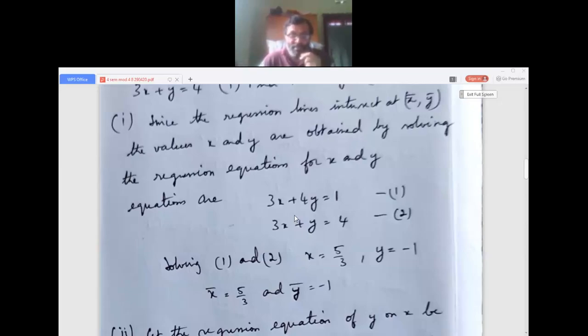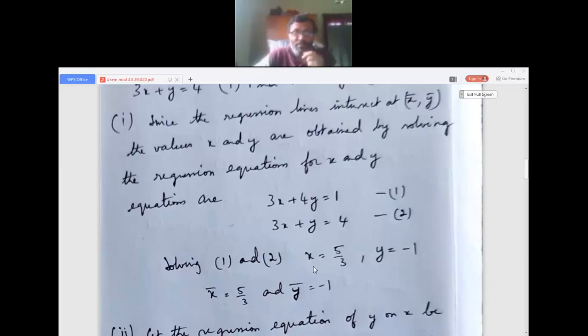The best method is to use your calculator. You already have to use a calculator in this module many times. So better use the calculator, and you will get x equals 5 by 3 and y equals minus 1. All of you should get the same answer. Just check it. I might be wrong.